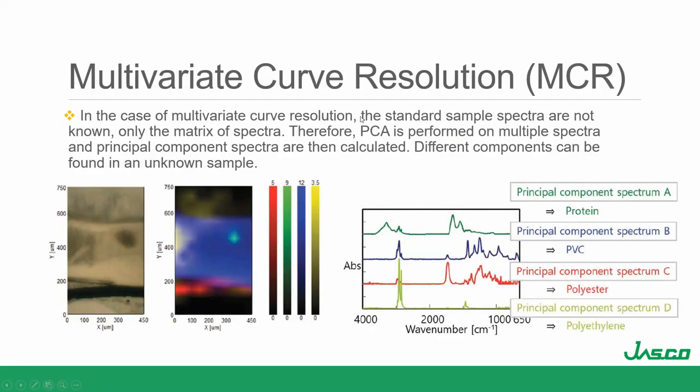Multivariate curve resolution is the one that's really interesting. What it does is PCA, and then it takes the grouped samples and calculates their percent. Then you can do a library search for the different spectra, and it will label each spectral component with the library search name.